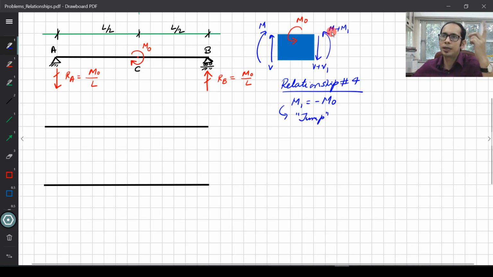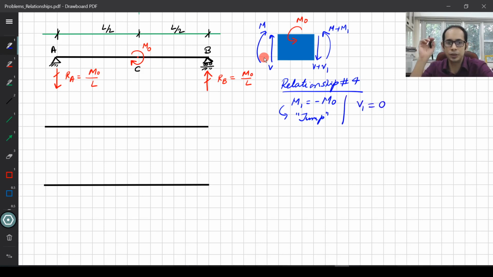You just have to keep in mind which direction of the moment that jump, minus m0, was for, because eventually you have to come back and deal with the beam where the moment is applied in a particular way, clockwise or anti-clockwise. And also we had seen that your V1 equals 0, right? So no change in shear, but a jump in the moment. So let's go ahead and draw the shear force diagram first. So we have the SFD over here.